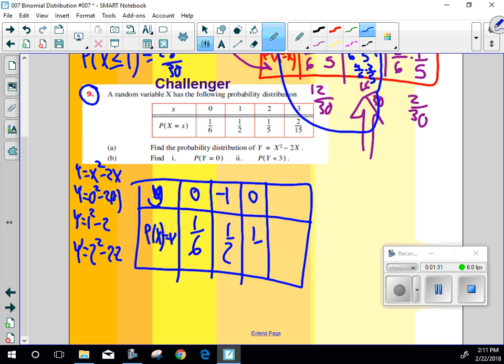This was 1/5. And then for the 3, you get Y is equal to 3 squared minus 2 times 3. That's 9 minus 6, 3. So this is going to be 3, and that's going to be 2/15. Okay.